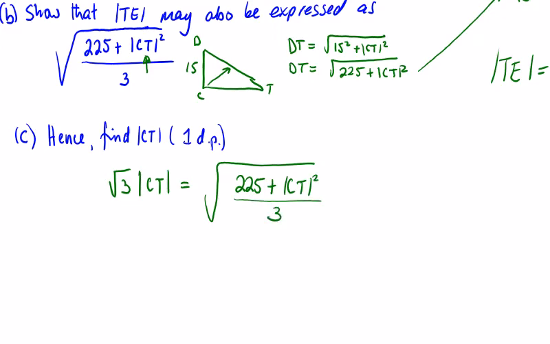So we need to isolate CT. So if we square both sides, we'll get rid of the square root. So why don't we do that? So we get 3 CT squared on the left hand side. The right hand side will become 225 plus CT squared over 3.